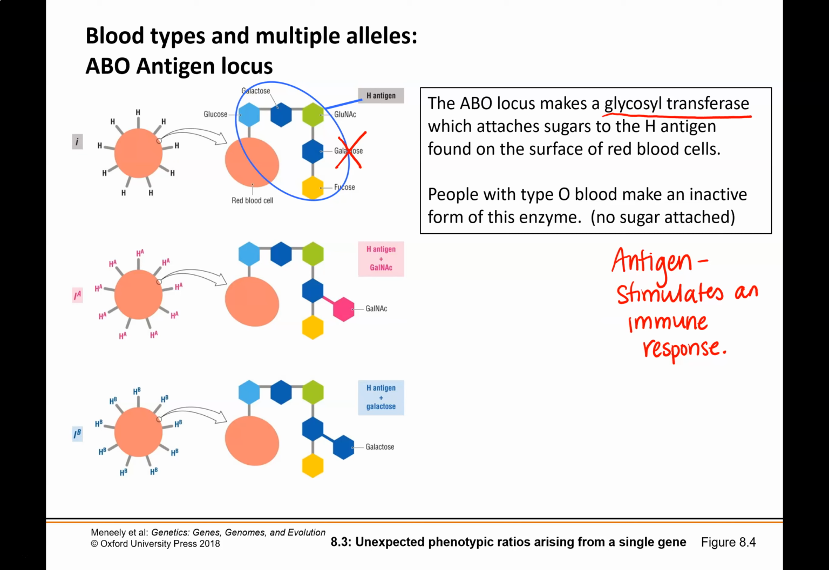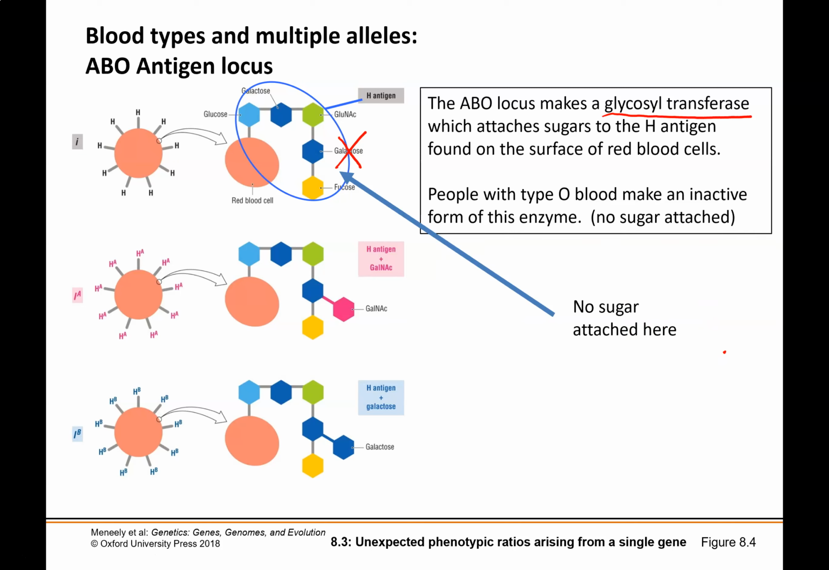So that O blood type lacks a specific antigen. The O blood type lacks a specific attachment on the H antigen. So there is no sugar attached to that O blood type H antigen. And if you look up here on the notes, it's just indicated by an H. It's the H only attached to that red blood cell.